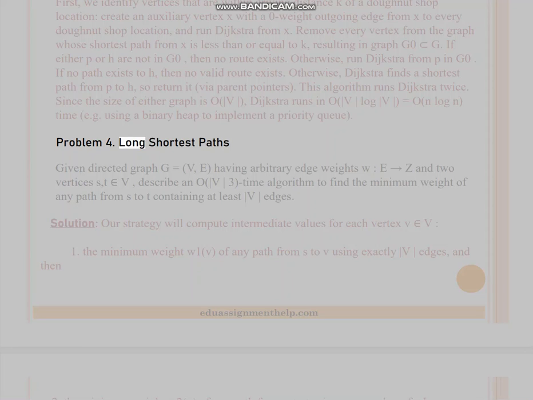Problem 4. Long shortest paths. Given directed graph G = (V, E), having arbitrary edge weights w: E → Z, and two vertices s, t ∈ V, describe an O(|V|^3) time algorithm to find the minimum weight of any path from s to t containing at least |V| edges.